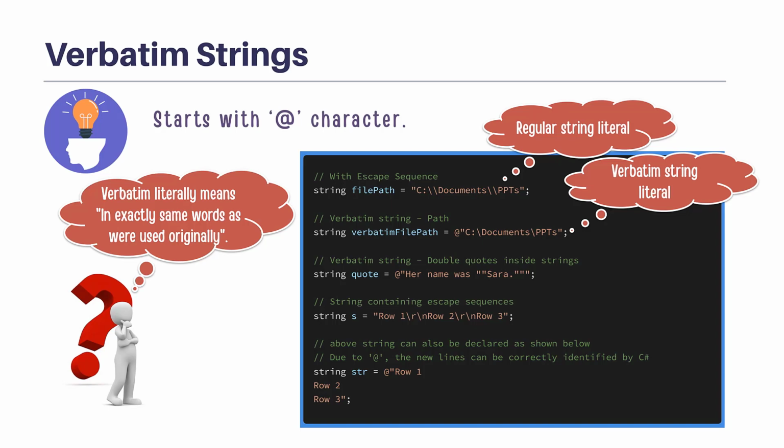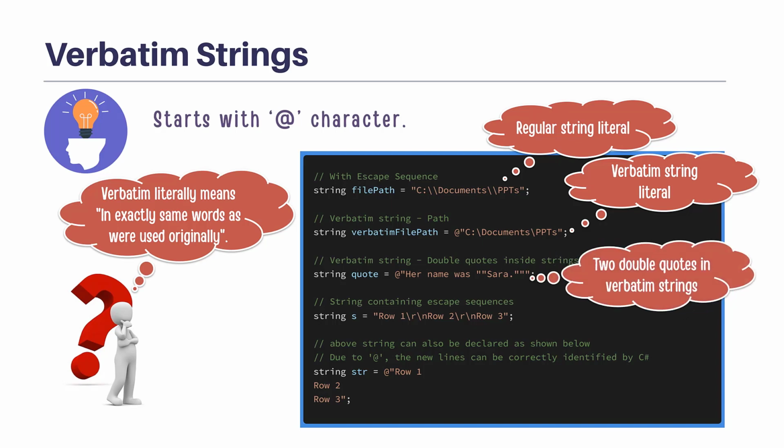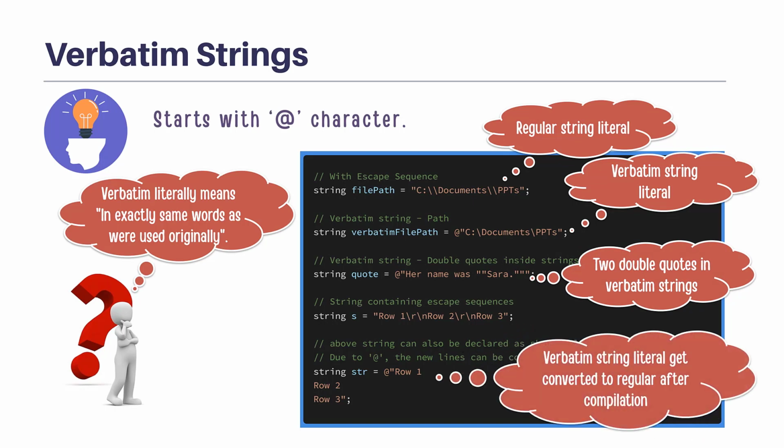A verbatim string literal will not process any escape sequence that appears between the delimiters of the string value. The only exception to this is the double quote character. If we want to use a double quote character inside a verbatim string literal, then we can use 2 double quotes. 2 double quotes will be converted into a single double quote. A verbatim string literal may also span over multiple lines.